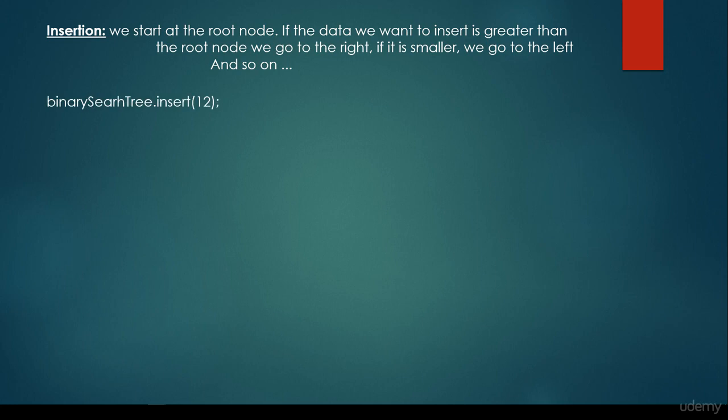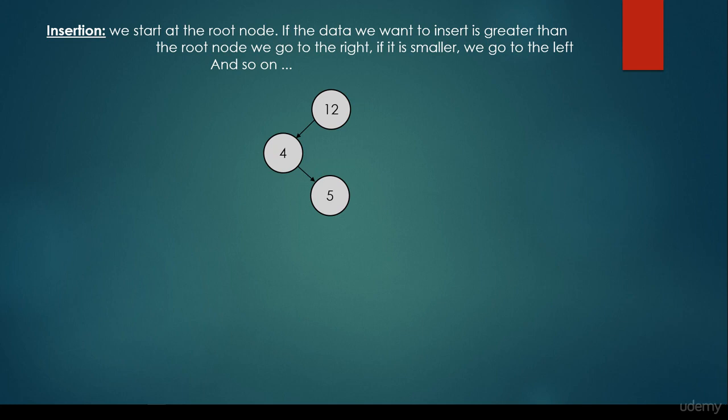So, we would like to insert 12, and because this is the first item we would like to insert, it's going to be the root node. Then we would like to insert 4. We consider the root node, 4 is smaller than 12, so we go to the left, and because 12 doesn't have any left child, the 4 is going to be its left child. Okay, what about the 5? We come to the conclusion that it is smaller than the root node, so we go to the left. But it's greater than the 4, so we go to the right. But the 4 doesn't have any right child, so we insert this 5 to be the right child of 4.